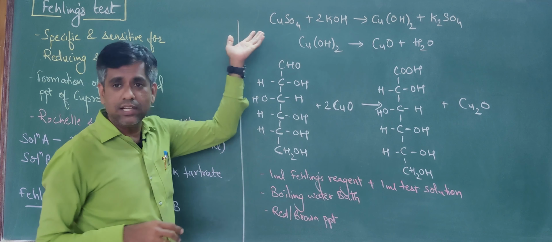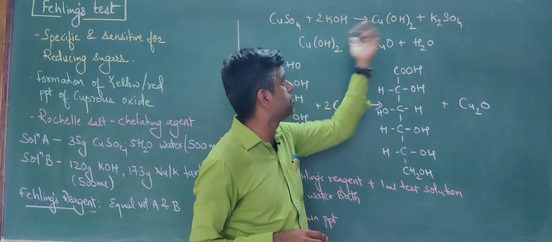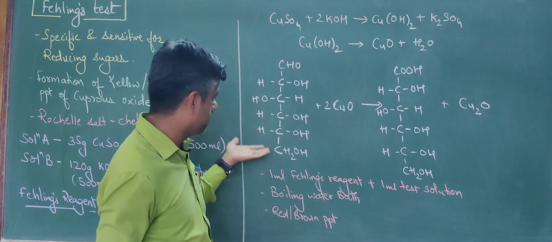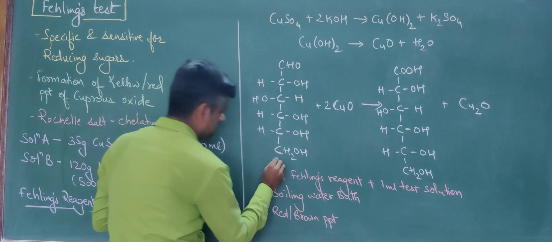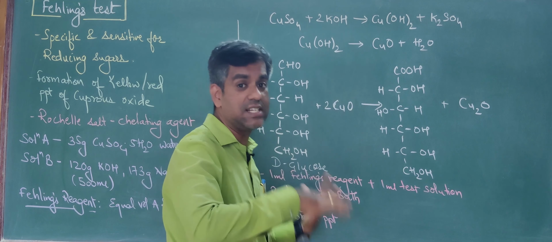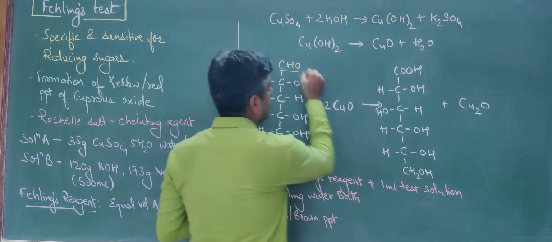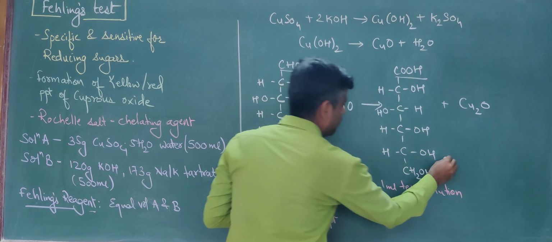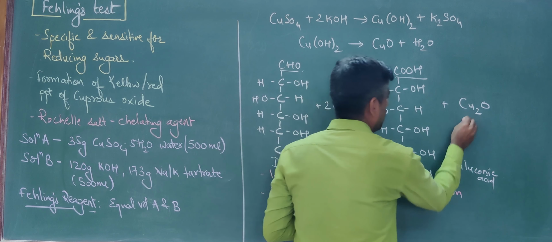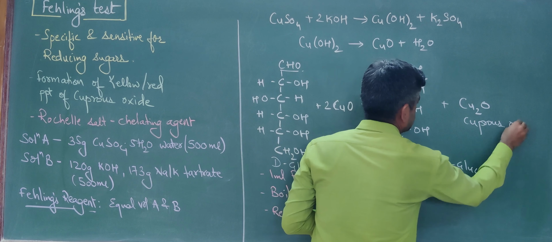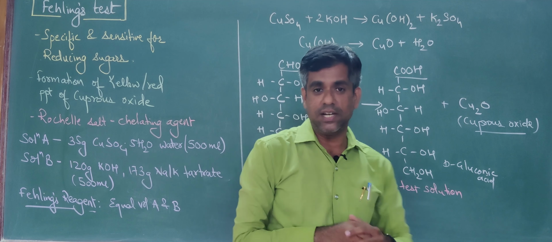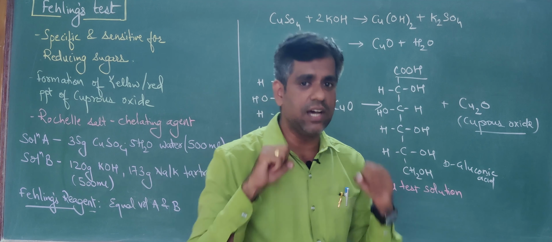What actually happens is that copper sulfate with potassium hydroxide forms cupric hydroxide, which forms cupric oxide in the presence of glucose. So this is your glucose here, say D-glucose, which acts as the reducing agent, and as I told, the reducing agent itself gets oxidized. So your glucose gets converted to D-gluconic acid, and here you have formation of cuprous oxide. It is this cuprous oxide which forms a brick red precipitate, indicating that your sample contains a reducing sugar.